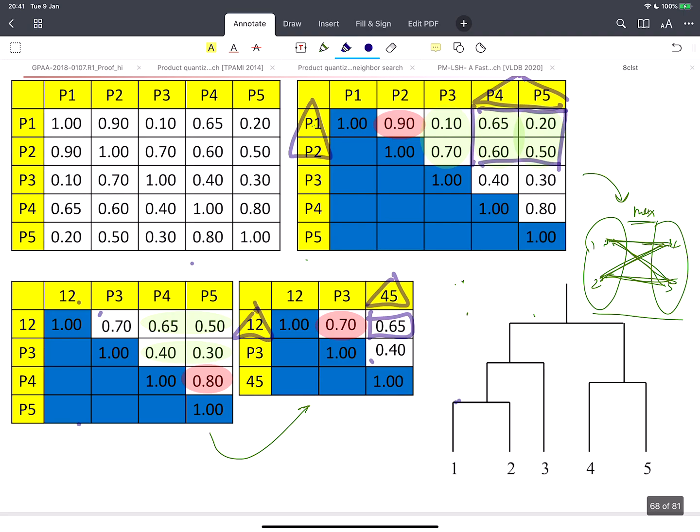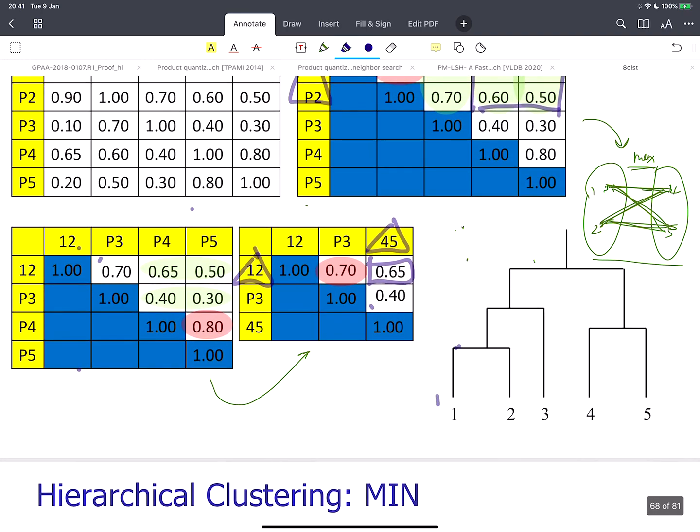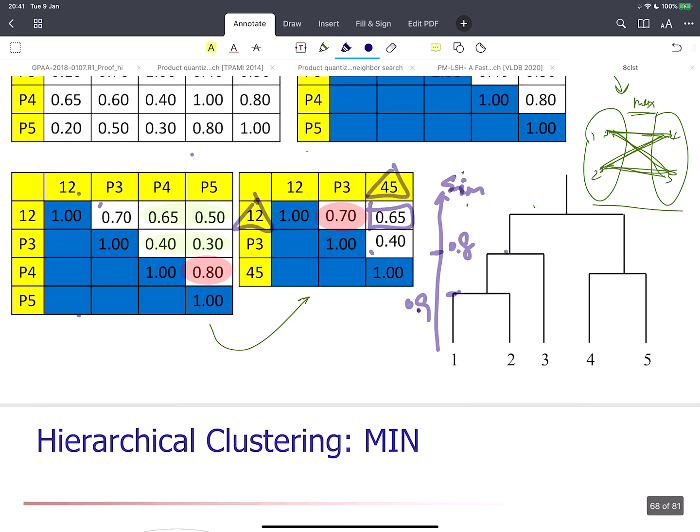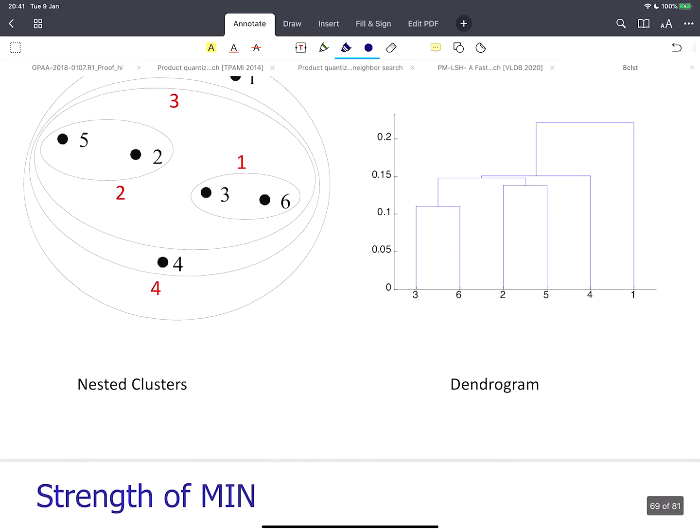So again, you can generalize this into other cases. Previously, if we draw the similarity, this will be 0.9, and the next merge joins 1 and 3, which is at 0.8. Because it's similarity, if you relax the threshold on similarity, you are going to see larger and larger clusters. So it's called the min or the single link, and that's a different way to draw the whole thing.